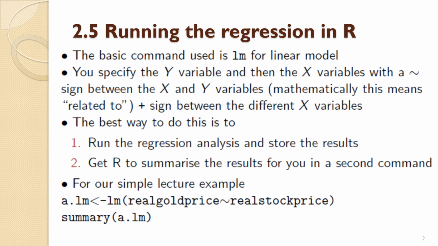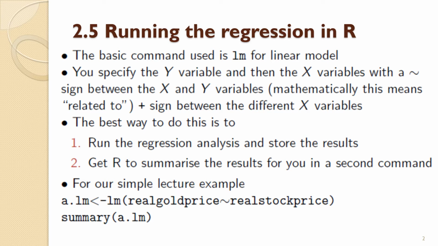And this is a sort of mathematical motivation, and this tilde sign goes between the Y variable and the X variables, with a plus sign between the different X variables. So I'll show you this. So again, think R is robot. It's sort of very clever, but also very stupid at the same time. It will do exactly what you tell it to do, nothing more, nothing less. And the best way to do this is to run the regression analysis and store the results, then ask R to summarize results for you in a second step.